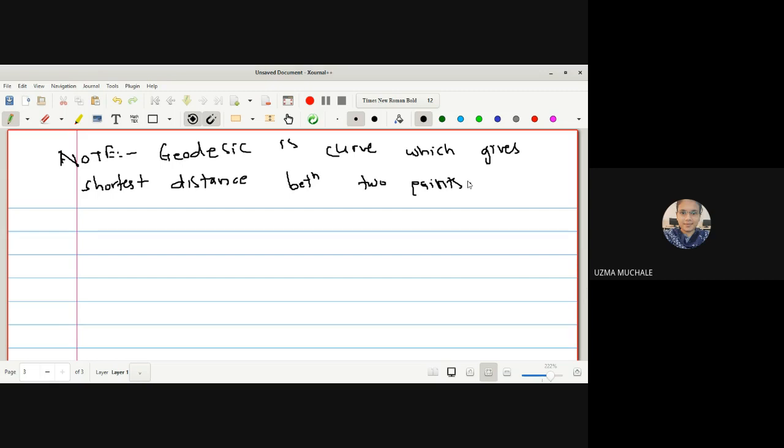Okay. Now the next example is: show that the geodesy on the surface of a sphere is an arc of a great circle. Did you understand what is given and what we want to prove?